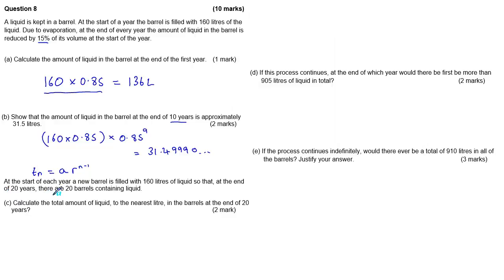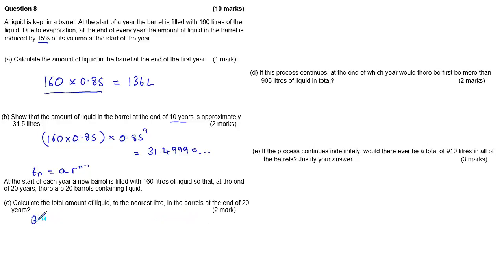At the start of each year, a new barrel is filled with 160 litres of liquid, so that at the end of 20 years there are 20 barrels containing liquid. Calculate the total amount of liquid to the nearest litre in the barrels at the end of 20 years.